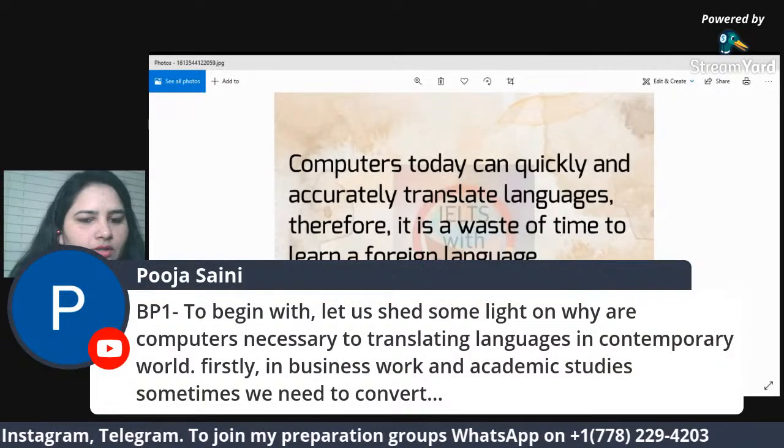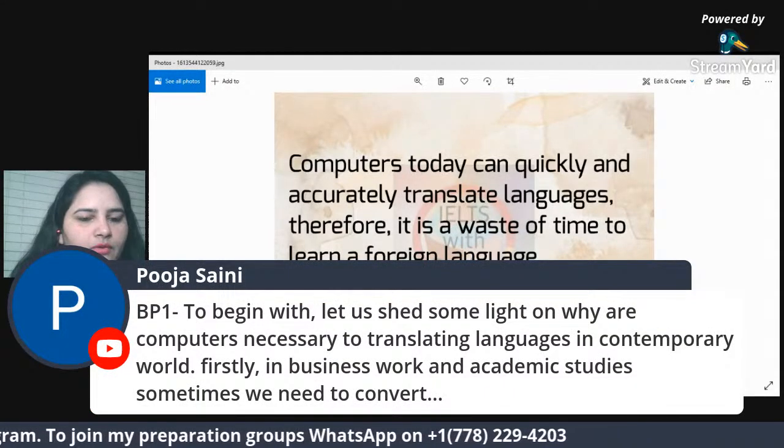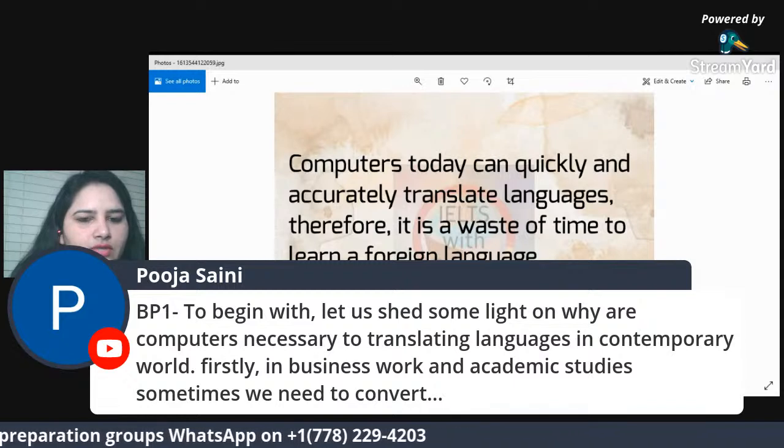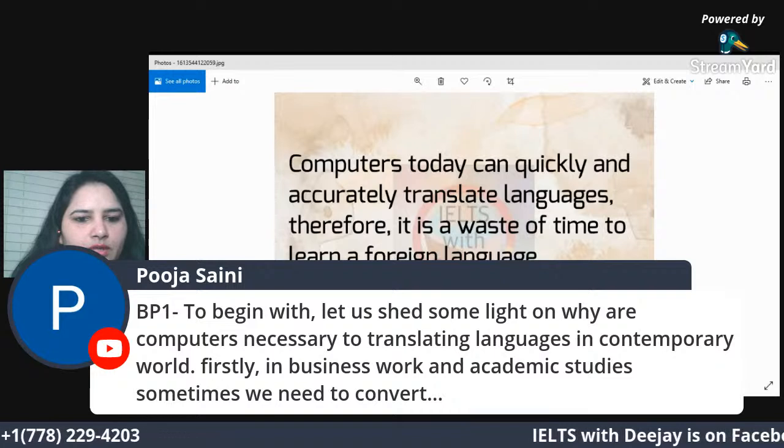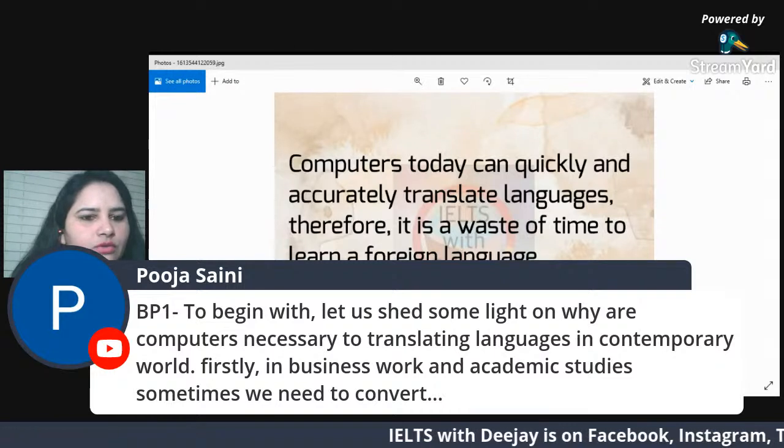To begin with, let us shed some light on why are computers necessary to translating languages in contemporary world. Firstly, in business work and academic studies, sometimes we need to convert.